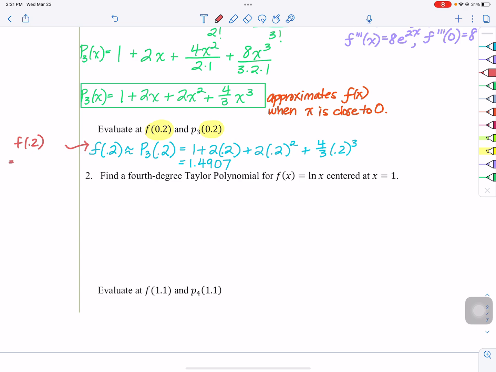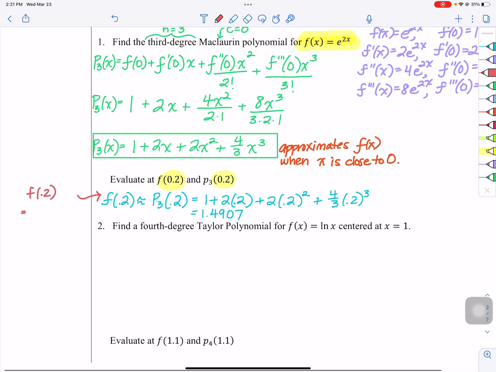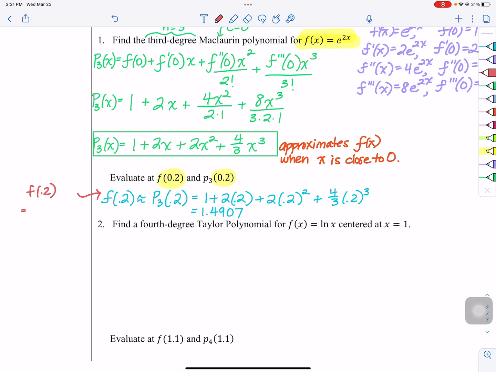And what's really interesting is that f of 0.2, if you would put that in the calculator, remember f of x is e to the 2x, equals e to the 2 times 0.2. And if you put that in your calculator, you'll get 1.4918. This looks funny. Let me just fix that up.